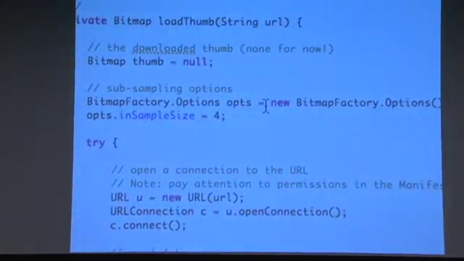So for example, if I want to fit a 400 by 400 image into a 100 by 100 space, then that means that it is going to be downsized approximately by a power of 4. And so that's a good fit then for in-sample size equals 4.